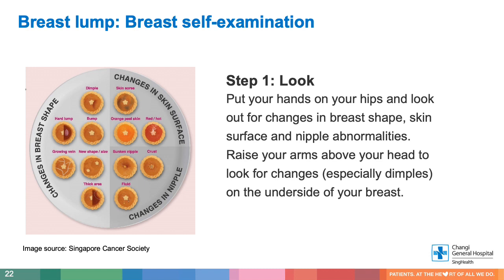Whether there is any dimpling, any hard lumps, any bumps, any abnormal looking veins, or any thickened areas of the skin. You also look at the skin surface for any ulceration or sores, any part of the skin that looks red and abnormal. And of course, lastly, look around the nipple area for any changes to your nipple, any nipple discharge, or any sunken nipple, for example. And then now, after you have had a close look at all those 3 areas, raise your arms above your head to look for changes, especially any dimpling on the underside of your breast.